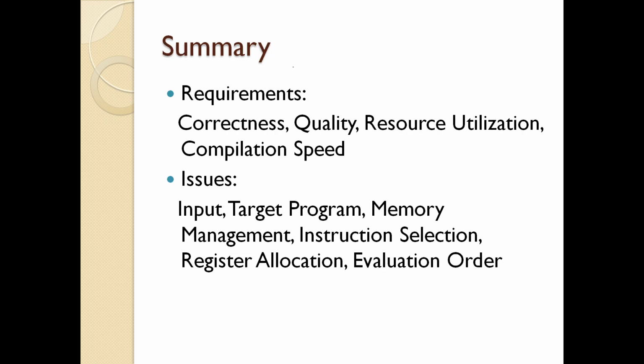So let us summarize. Today we have learned the requirements and issues in the design of a code generator. The requirements are correctness, quality, resource utilization and compilation speed. And the issues in the code generator are input to the code generator, target program, memory management, instruction selection, register allocation and evaluation order. In the next video, we will learn about basic blocks and flow graphs, which are very important for code optimization.